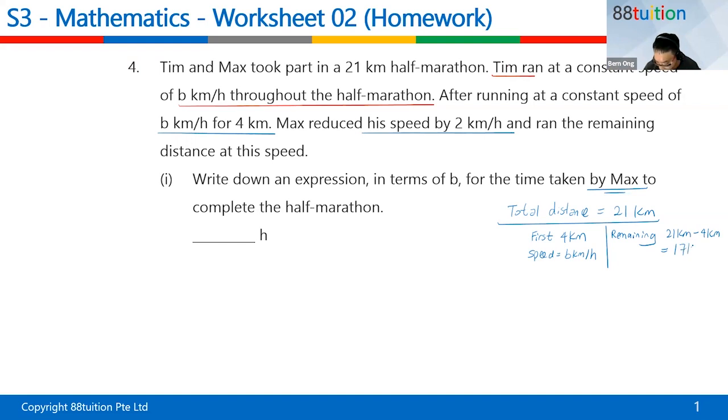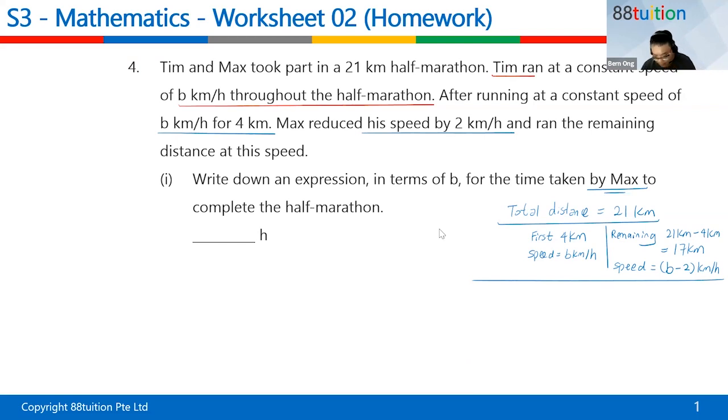Right, 17 kilometers will be the remaining journey. And the speed, according to what they say, is reduced by 2 kilometers per hour, so it's b minus 2. Can you please focus down here first? All right, so what's next? You are supposed to write down an expression in terms of b for the time taken.